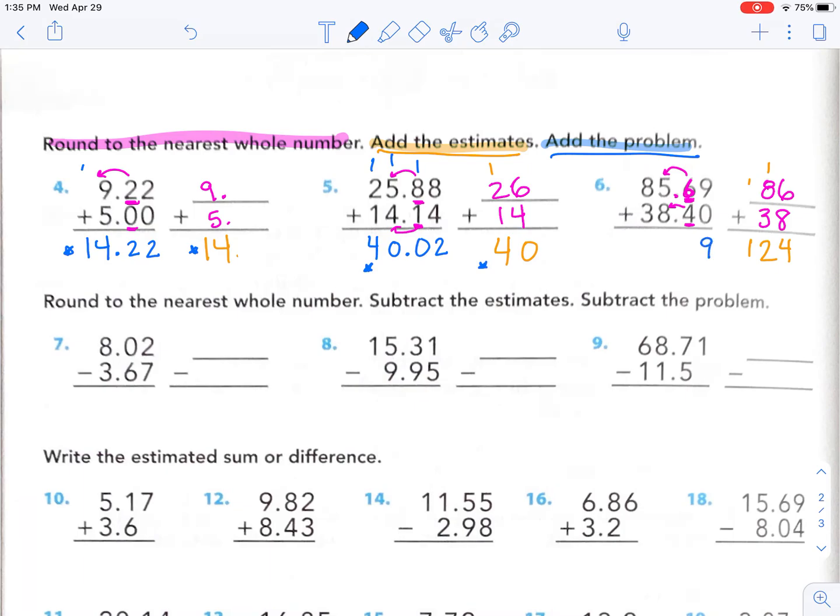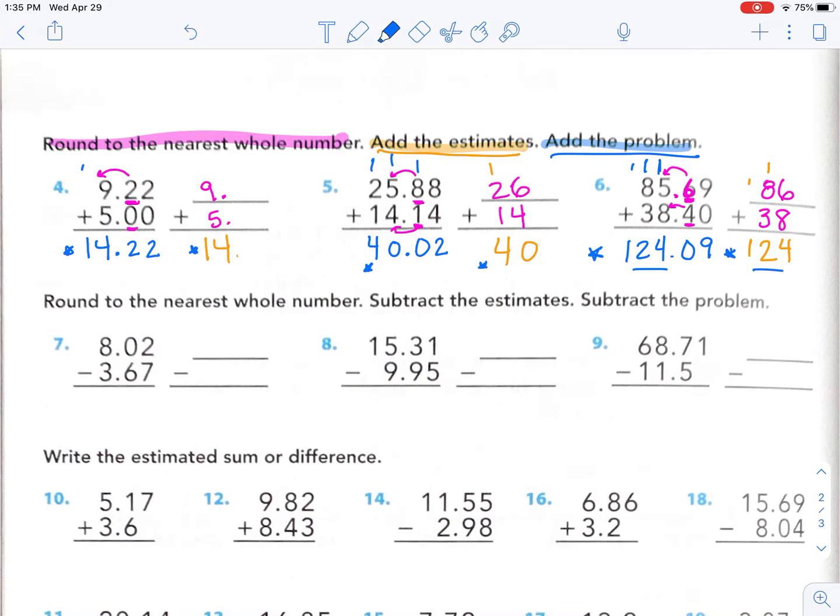9 and 0 is 9. 6 and 4 is 10. Carry the 1. 8, 5. 8 and 6, 14. Carry the 1. 8, 9, 10, 11, 12. Look at this, boys and girls. We are very close. Awesome. Do you see how we did all those steps? Okay, so now let's try another one.